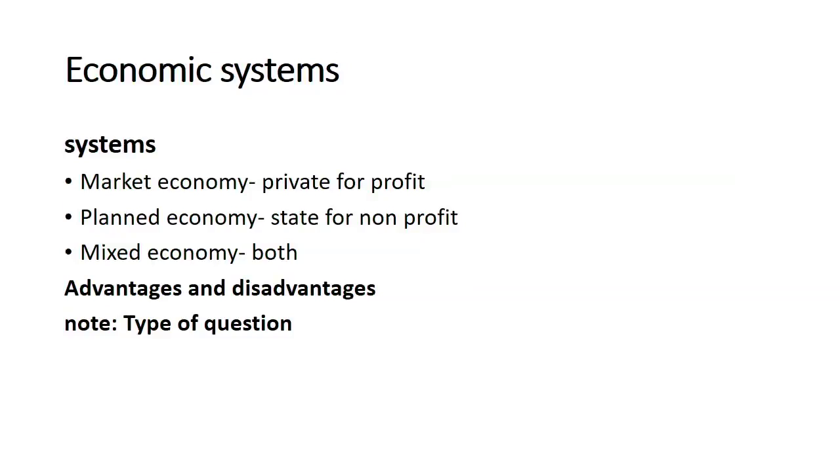Let's now look at the economic system. We are talking of the country or the state approach in managing its activities, whereas there is an approach that is referred to as the market economy, which is an economy that is privately owned, where it is more focused on making profit. We have the planned economy. This is where the state is in control and is not profit driven. Other economies use the mixed economy that is using both the planned and the market economy.